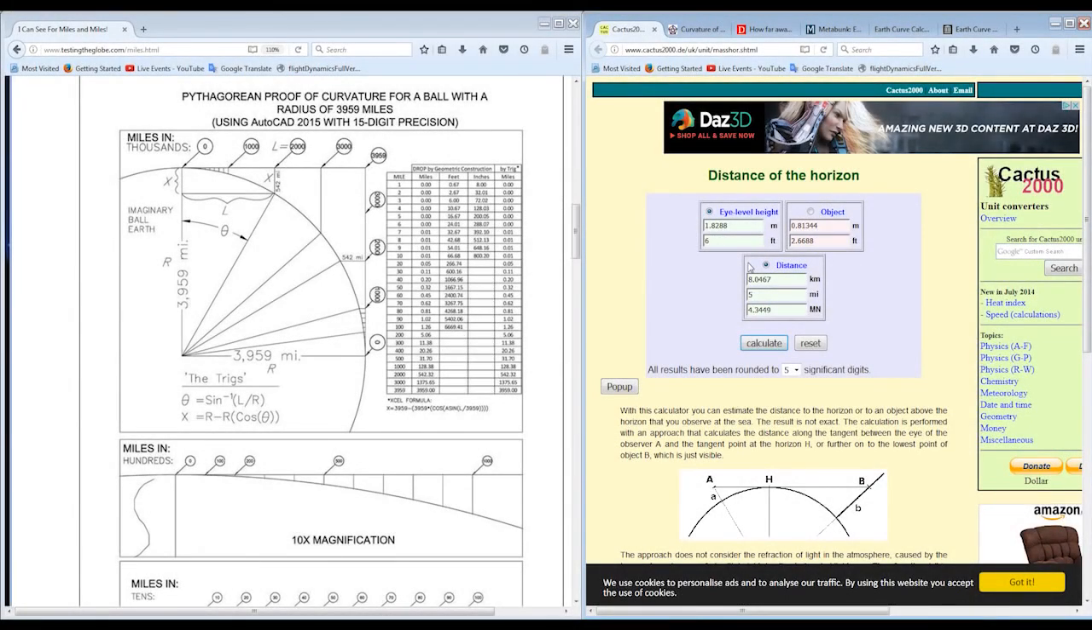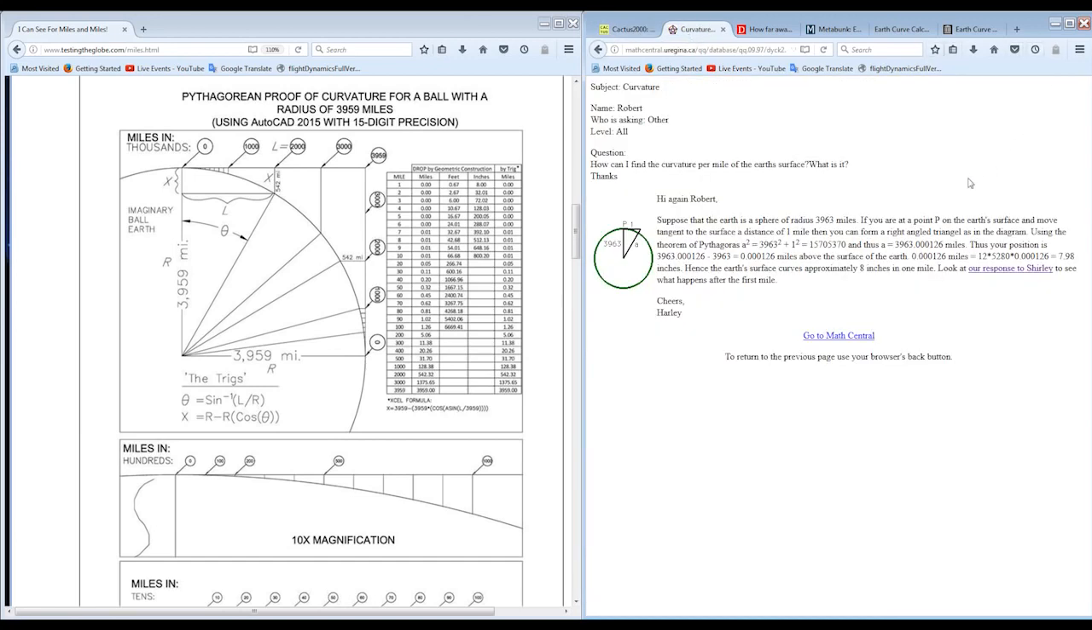While I was looking into curvature math and stuff like this, I came across an interesting word problem, which ironically enough absolutely nullifies the entire Ball Earth thesis. And it does so using their math. Check this out. All right.